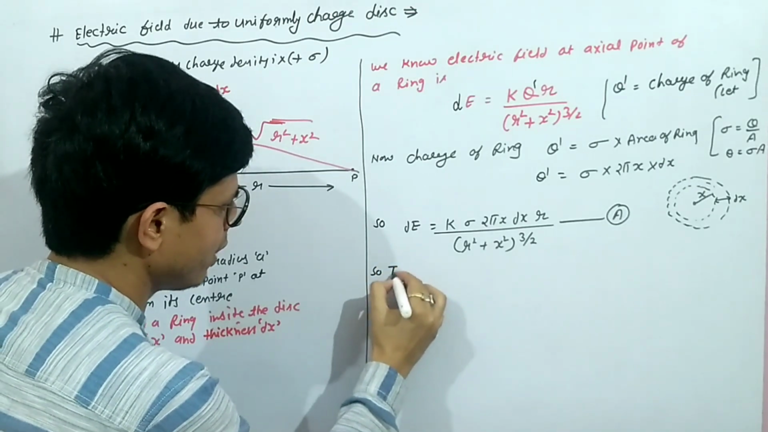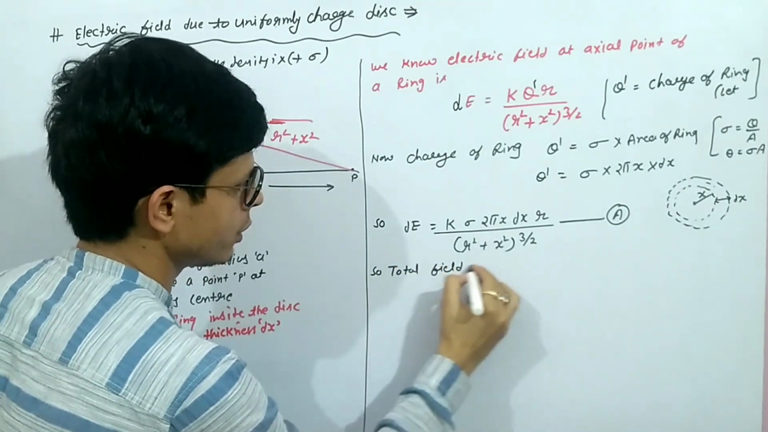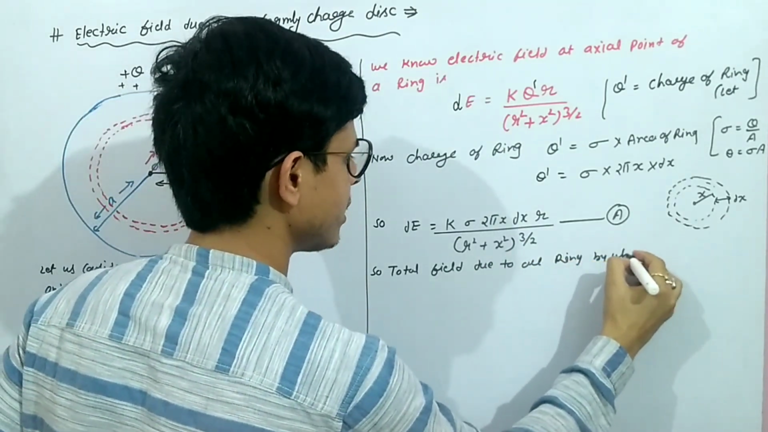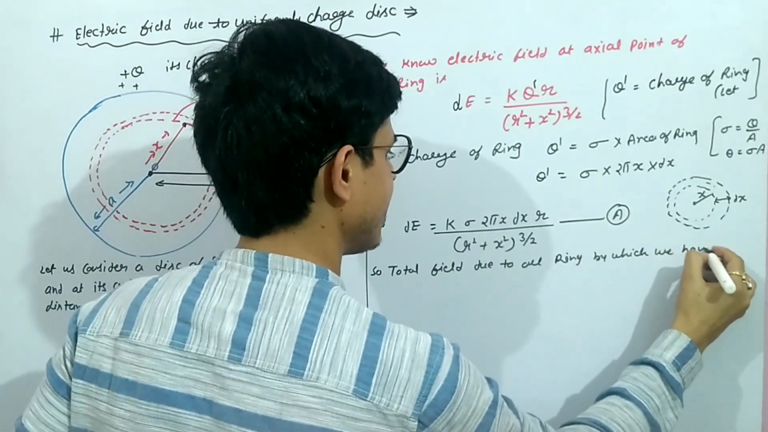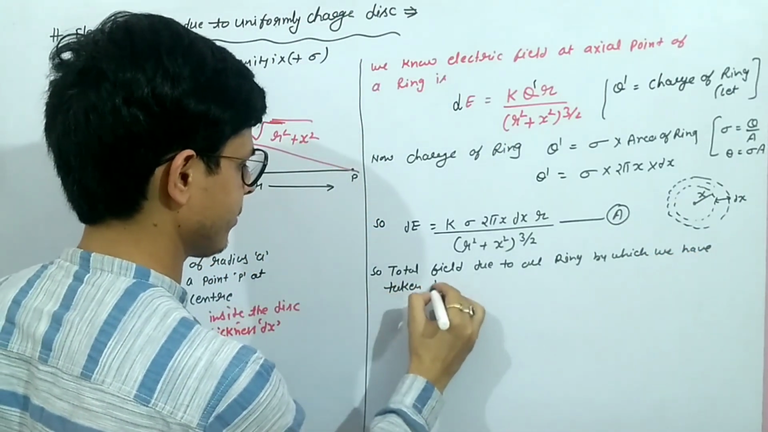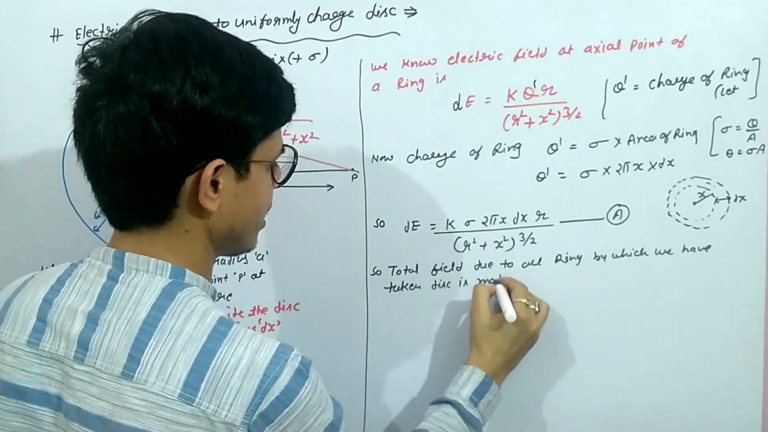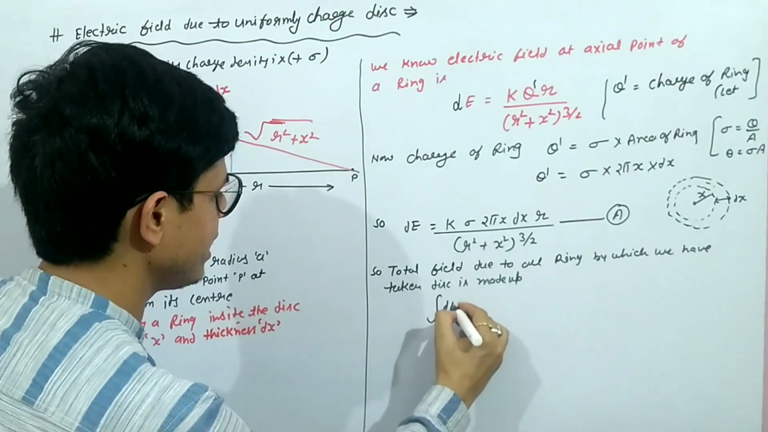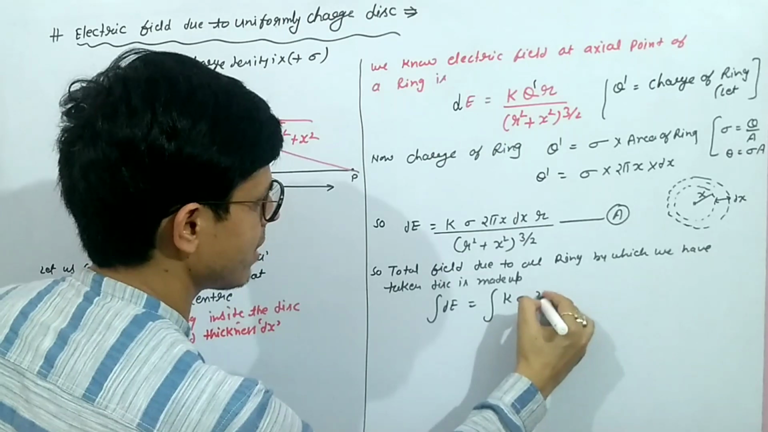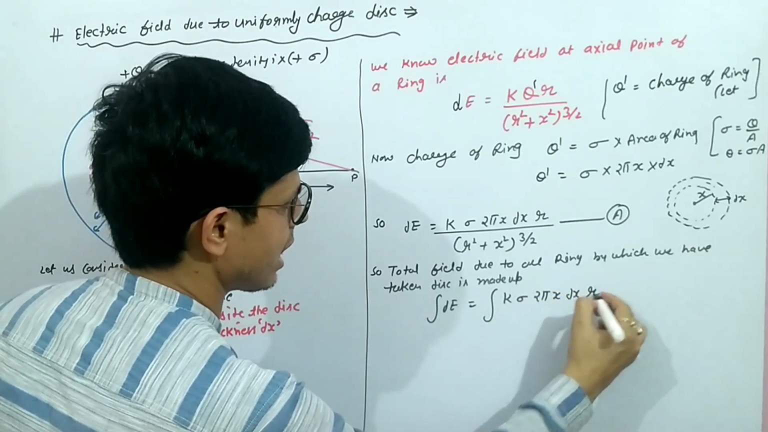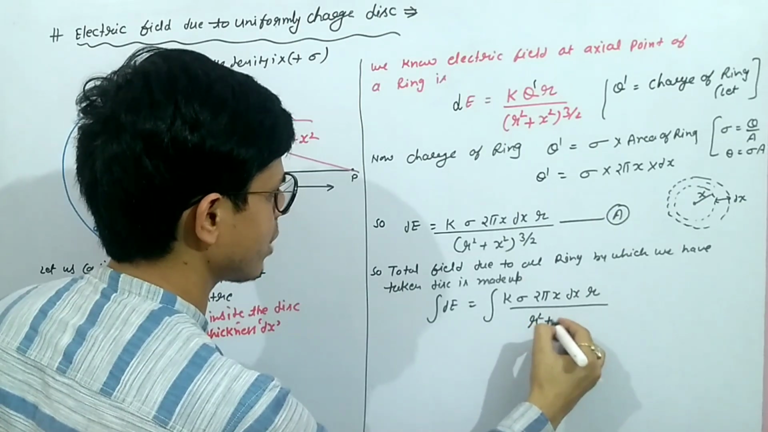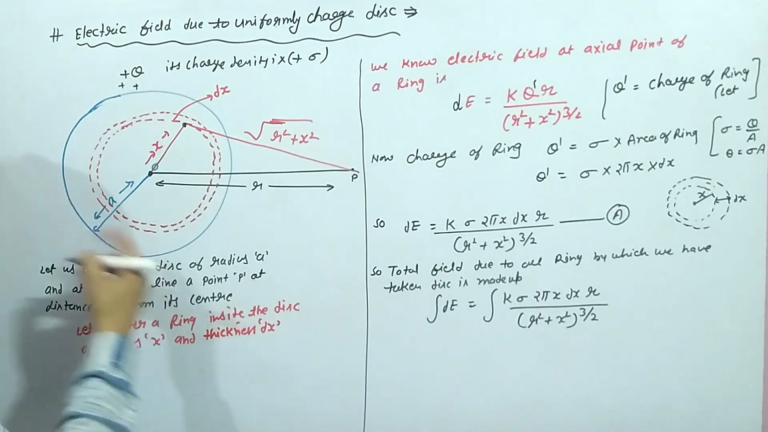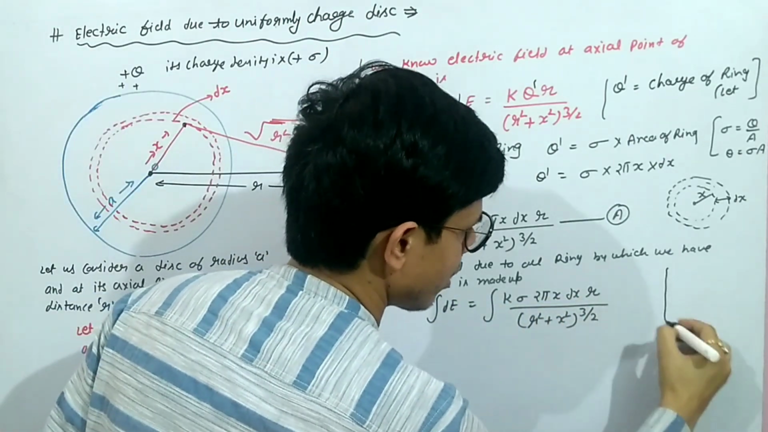So total field due to all rings of which the disk is made up. What will we do with all those rings? We will do integration of dE. So this will be integration of K sigma 2 pi x dx r upon r square plus x square whole power 3/2. Now limit. This differentiation is coming of which term?